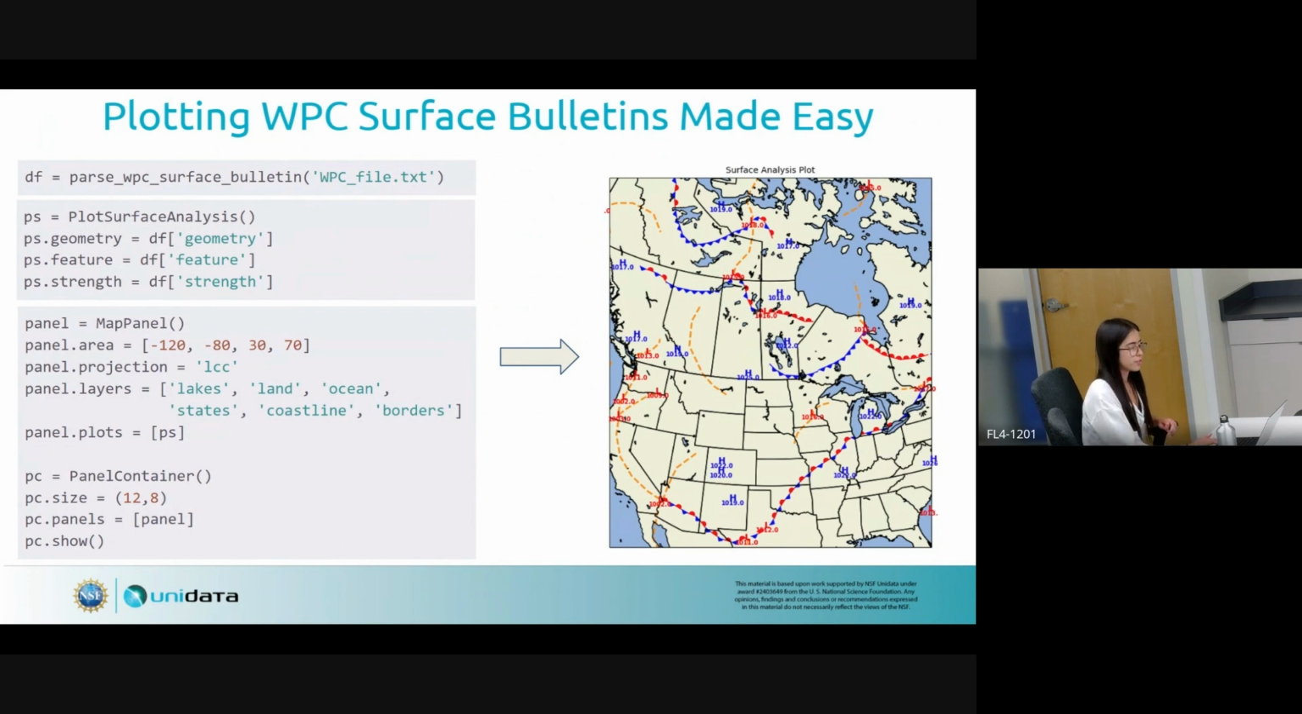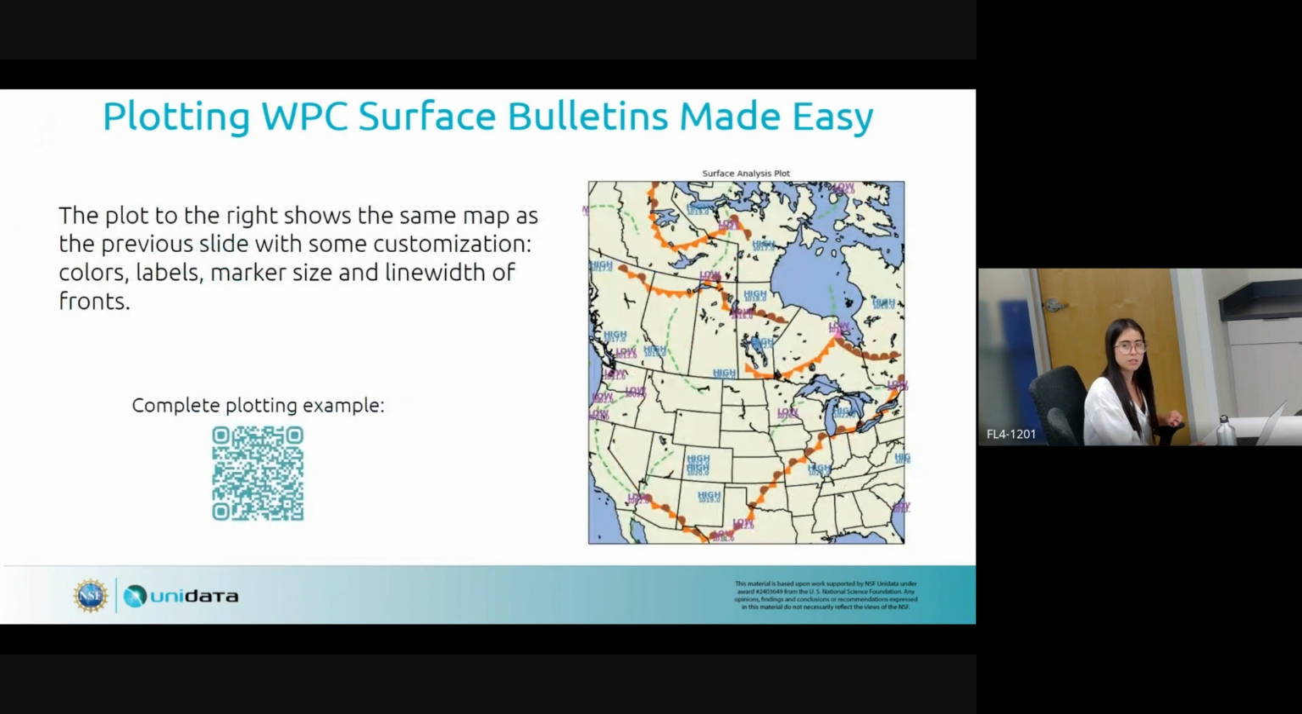But really, the plot surface analysis class, it's only these 4 lines, and that's all you need to do all this. These are the default settings, like the normal colors, and then the highs are just the H's and the L's, the lows. Like I said, it is customizable. So this is the same plot, changing the colors and the sizes and the labels. So you have a lot of freedom with the class. And again, a QR code if you want to see the complete plotting example of how to get these 2 plots.